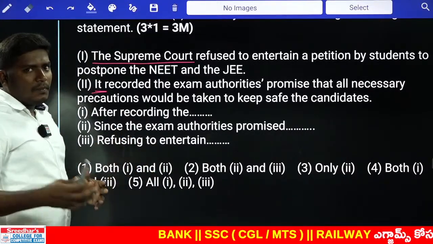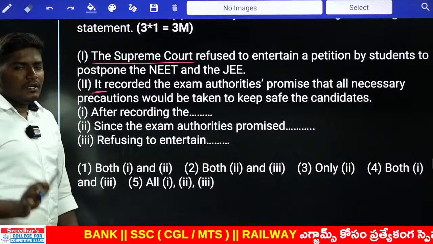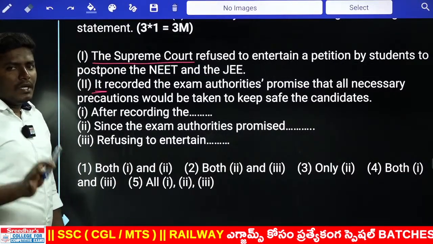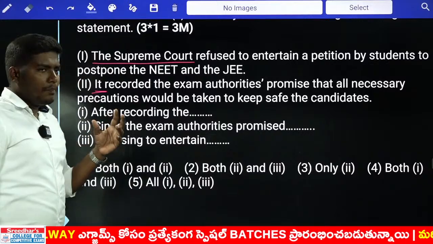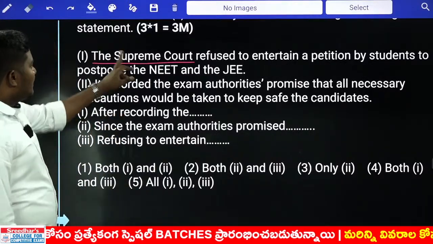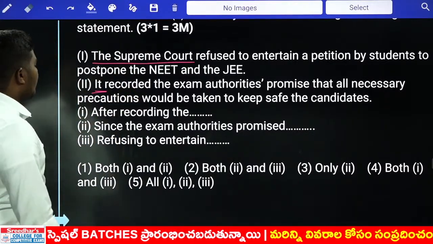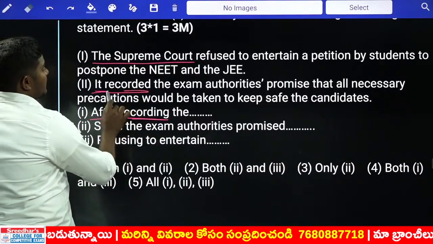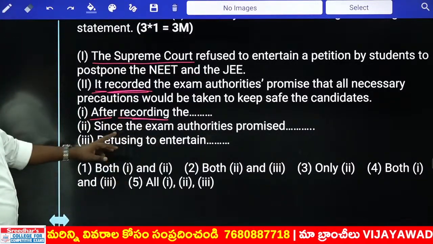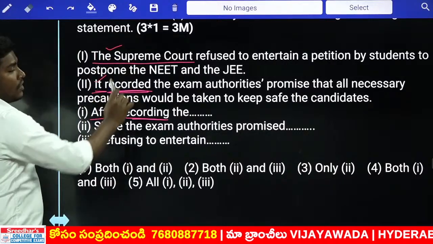The Supreme Court supported the exam authorities' decision, but it actually took the promise of them saying that they should follow or conduct proper precautions. Okay, and the subject is the same here. Again, look at this. Now look at the first one. What is the first one? After recording, as I already told you, what is given here? Recorded, which is a main verb. The subject of the two sentences is obviously the same.